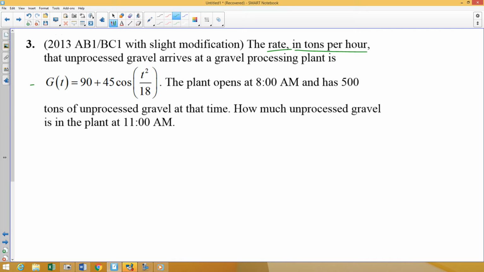this. Now this is a rate. Pay attention to that. I know it only says G, it doesn't say G prime, but this was defined as a rate. So we're given the rate that something changes.